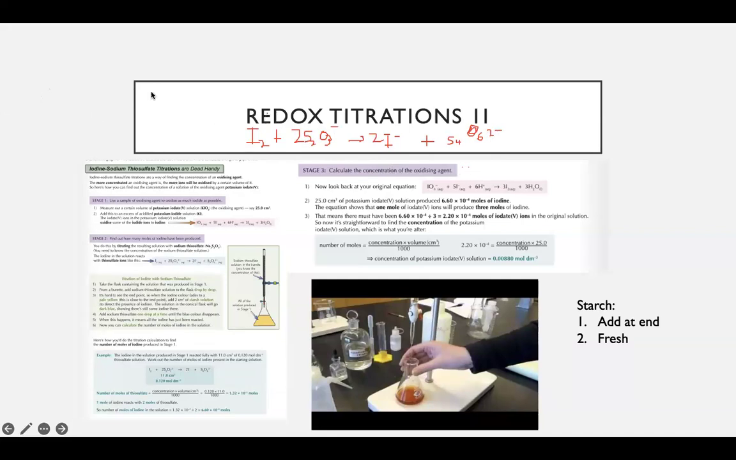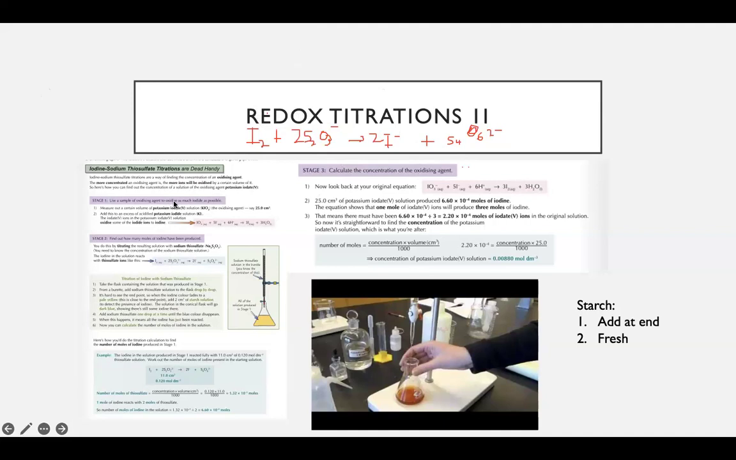This equation that I've done over here, which is over here on the PowerPoint where my cursor is, is an equation that you really should try and learn off by heart. The reason being that it comes up a lot in organic chemistry.